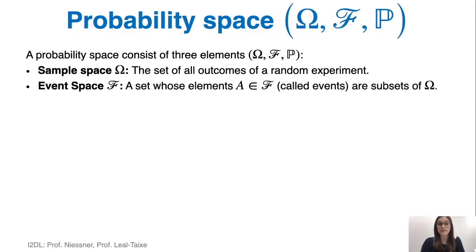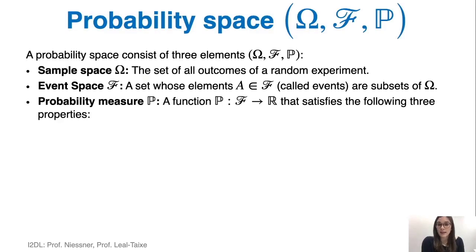The second element is our event space F. Our event space F is now a set, and the elements of our set are again sets, and they are subsets of omega, describing events. So we are looking at possible events for our random experiment, and these events are all represented in our event space F.